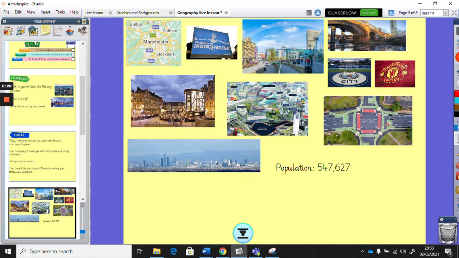Here you can see a very, very big picture of what looks like a very complicated roundabout. We have roundabouts all round England, but this one has lots of lanes and I think it probably gets very busy. Here are also some pictures of Manchester, the High Street, where people do their shopping. And here is a pretty picture of a bridge in Manchester.